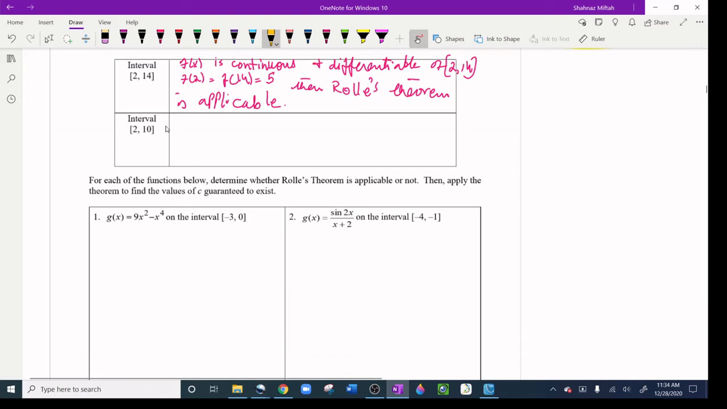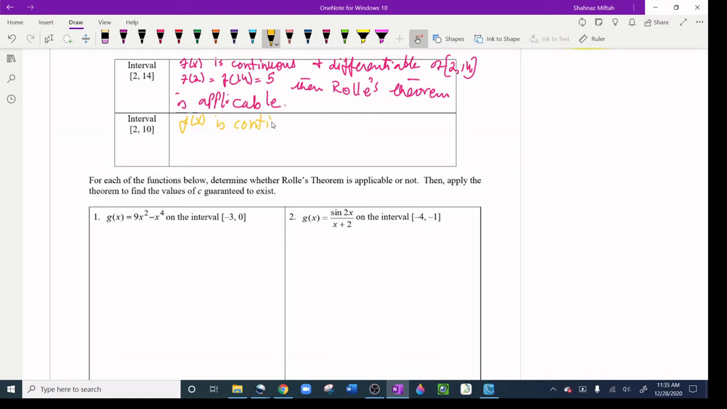So f of x is continuous and differentiable on the closed interval 2 and 10, but f of 2 is not equal f of 10. So Rolle's theorem is not applicable.